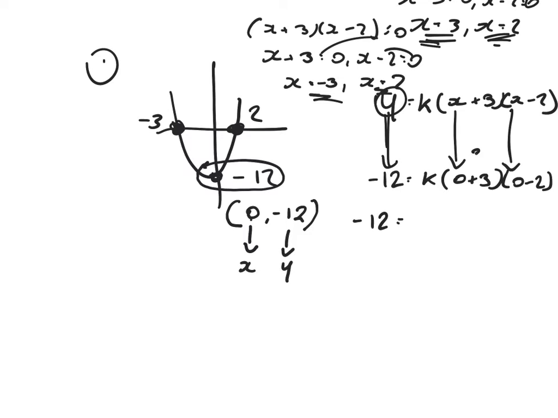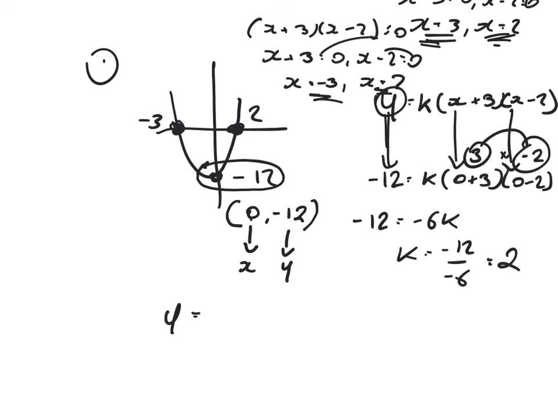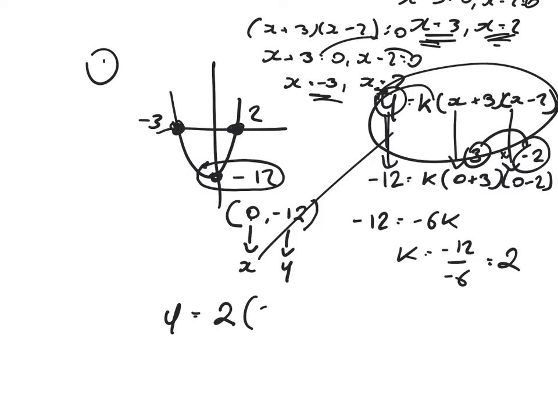Okay, so that's 0 plus 3 multiplied by 0 minus 2. So that's 3 times minus 2 times k. So 3 times minus 2 is minus 6 times k is minus 6k. k is then equal to minus 12 over minus 6, and k is equal to 2. So the final function then, we know that the proviso of k is now equal to 2, so it's 2 bracket x plus 3 bracket x minus 2.